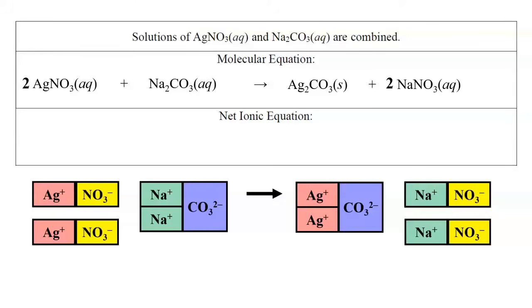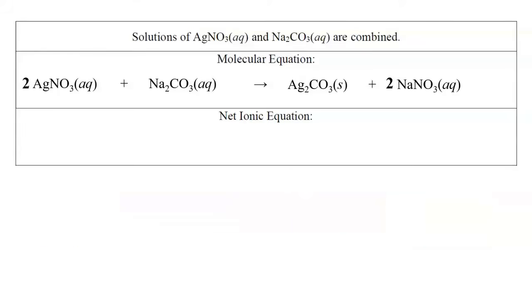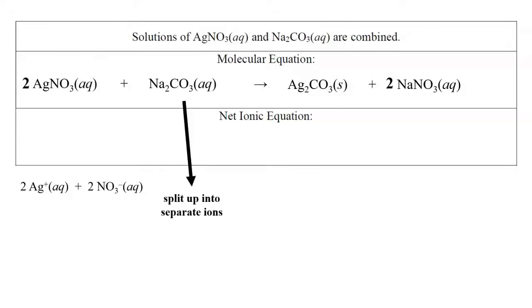All right, moving on from the molecular equation to the complete ionic equation, we're going to split up all of the ionic compounds into separate ions if they are soluble. So silver nitrate, 2AgNO3, splits up into 2 silvers and 2 nitrates. Sodium carbonate splits up into 2 sodium ions and 1 carbonate ion. Again, don't forget to put the charges on your ions.